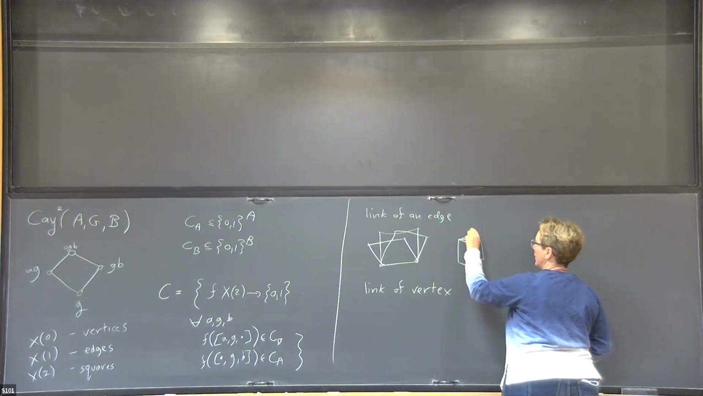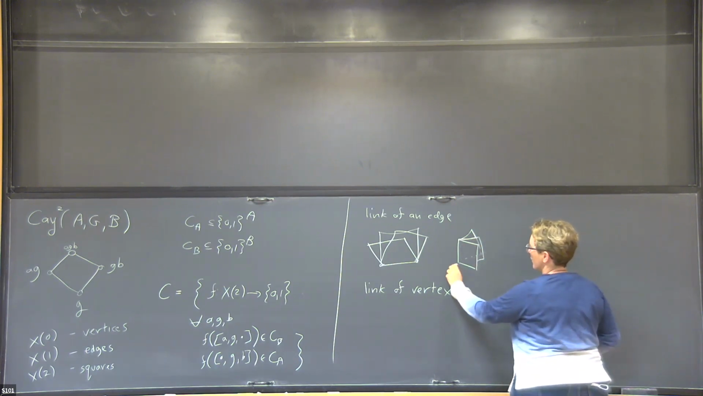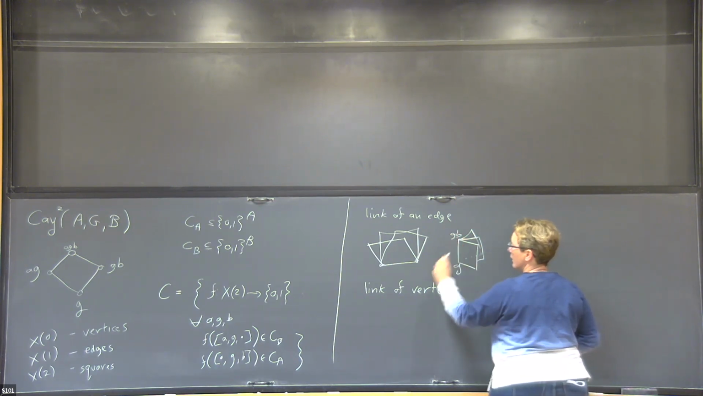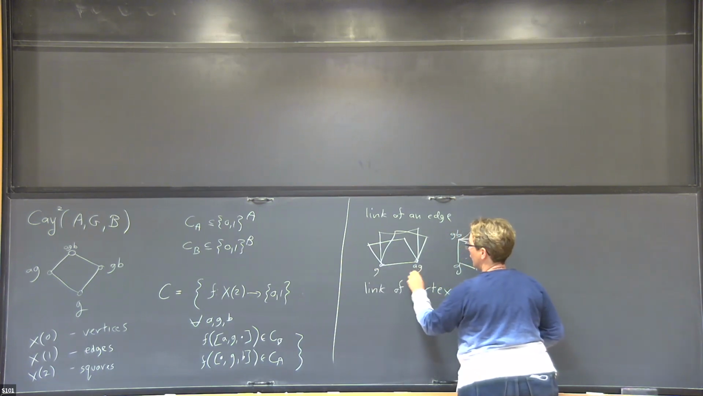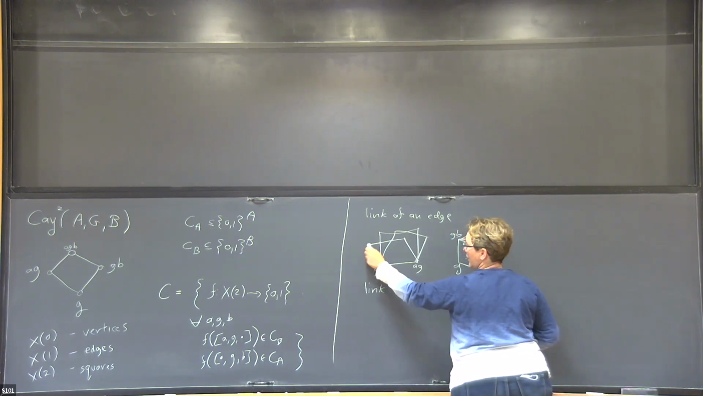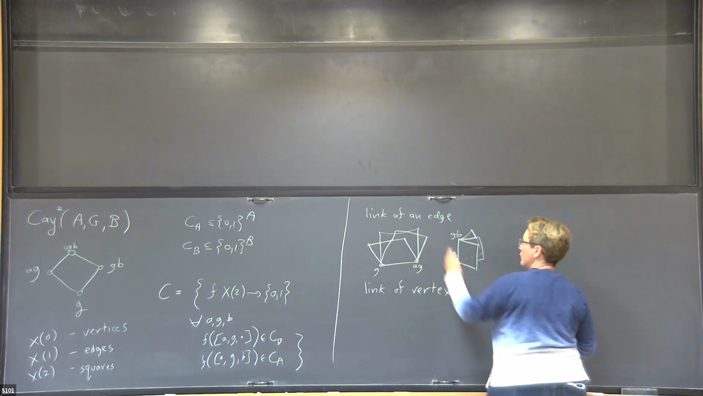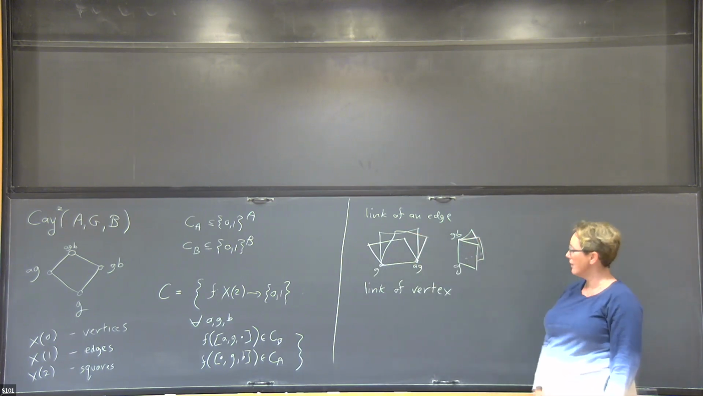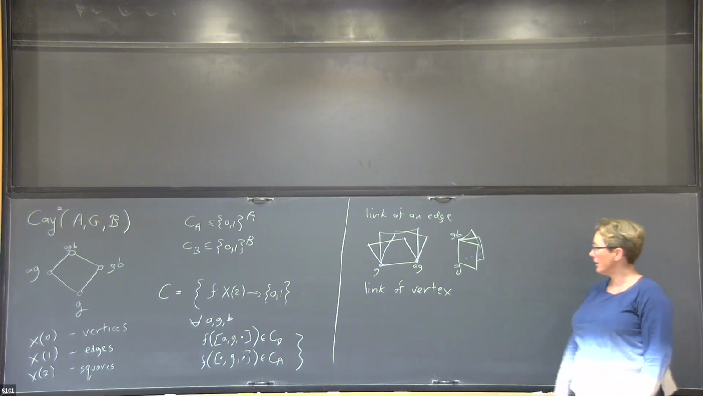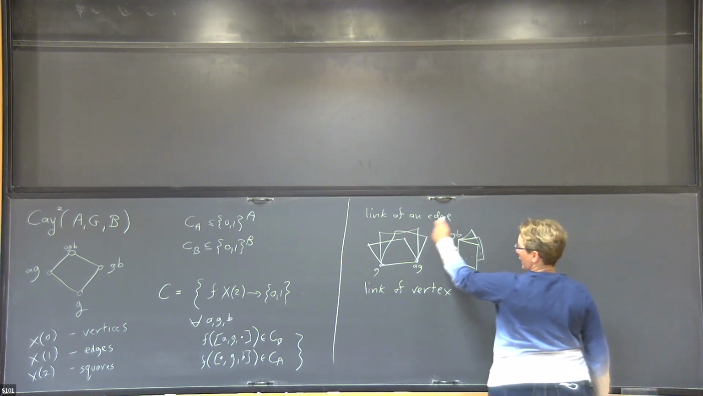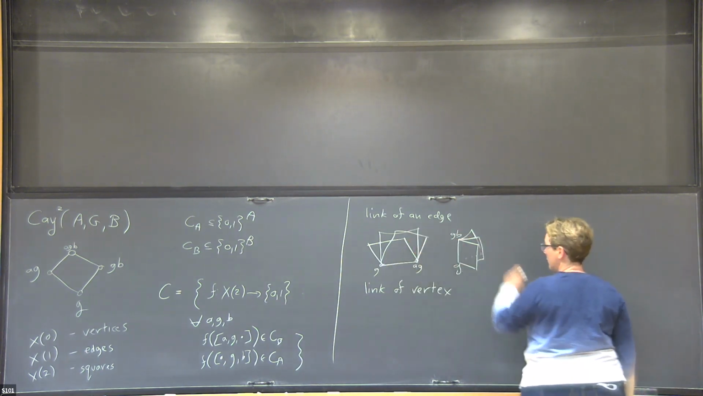So I guess I can also draw this book. For example, if this is G and this is G times B, this is G and this is A times G, then these squares are indexed by the elements of B, and these squares are indexed by the elements of A. Right. So this is a link of an edge. If it's an A edge, it's this way, B edge this way.